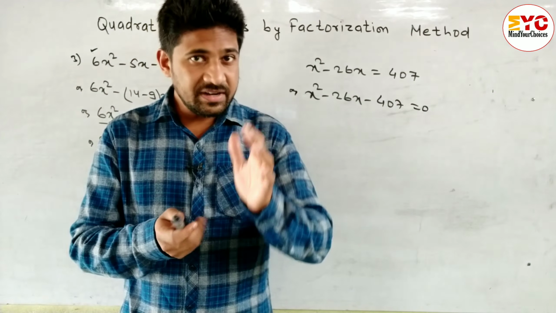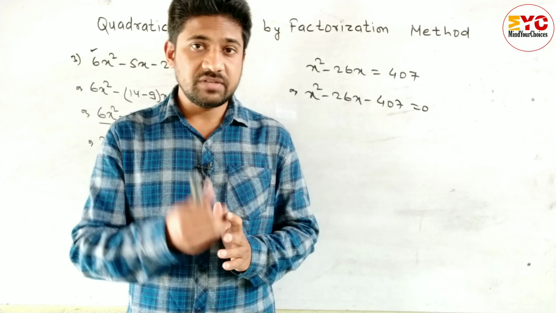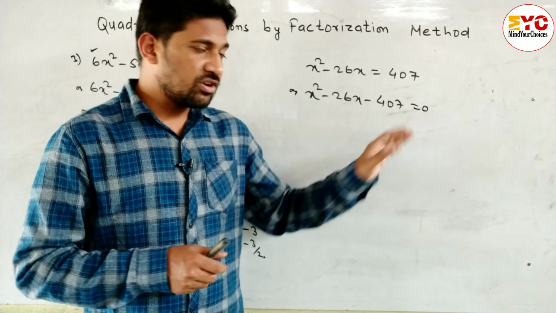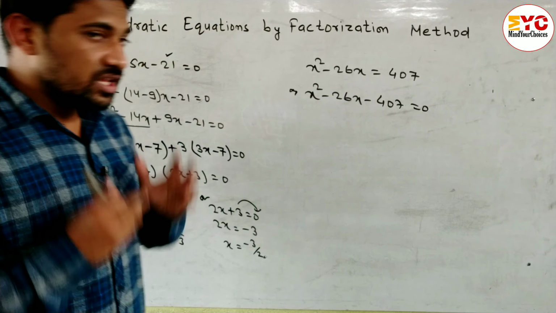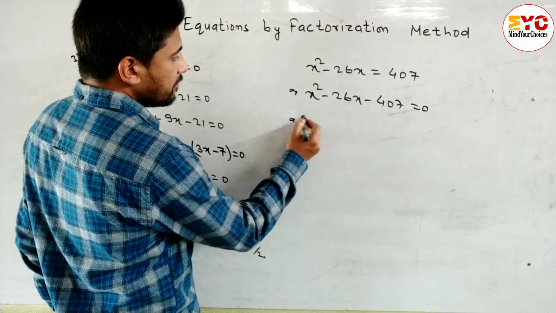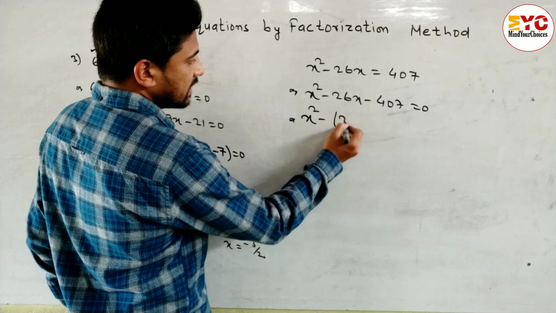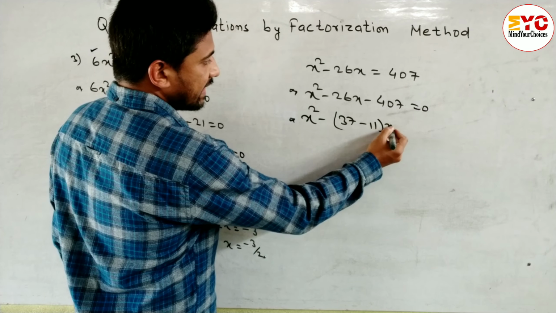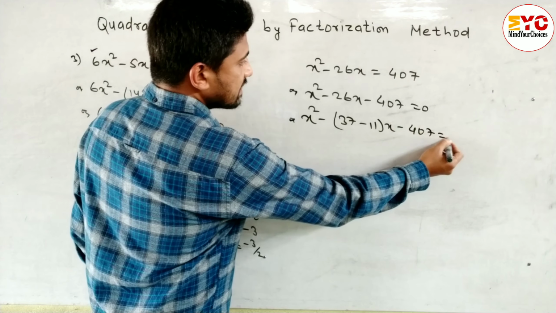Now find out, can we divide by 2? No, we have to divide so that we get a natural number. We cannot divide by 3, we cannot divide by 4. Think once, use your concept, use a calculator, and at last you will get 11. We will divide 407 by 11. 11 into 37 is equal to 407. So we can write x square minus 37 minus 11x minus 407 is equal to 0.